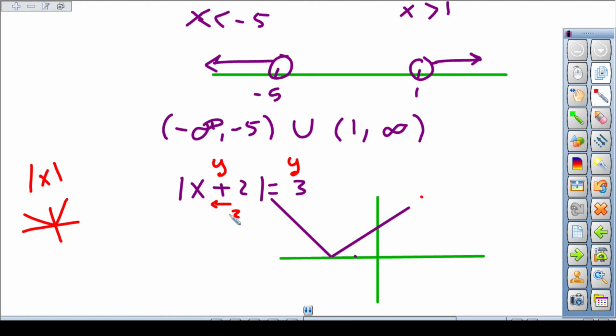Okay, now how do you graph y equals 3? Y equals 3. Reviewing for the test. Y equals 3. What does that look like? Is this a horizontal line or a vertical line? What in the whole world is going on here? Thank you. I see that.